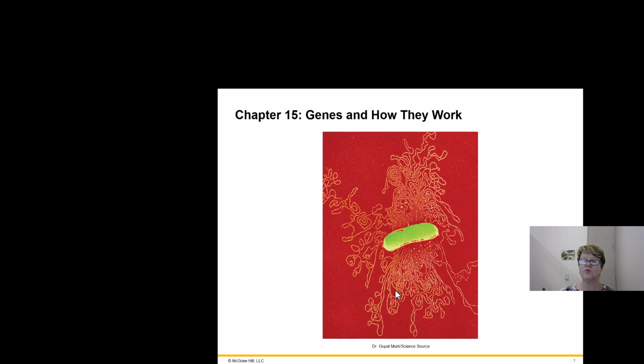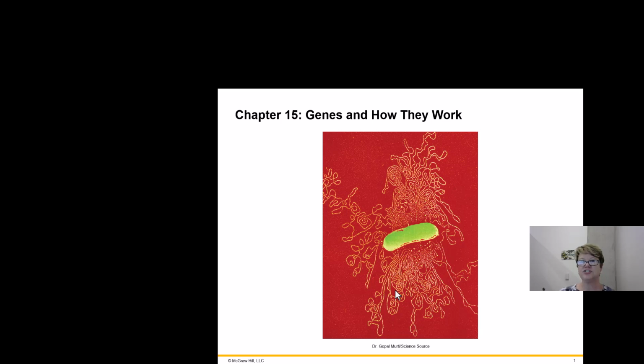And so the way that a new individual is made is that the cells in the individual are expressing the genes that are contained in those cells. So we call this gene expression. That's the name of this whole process that we're going to look at in chapter 15.